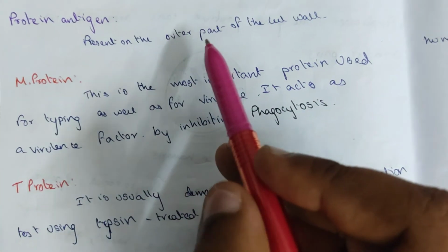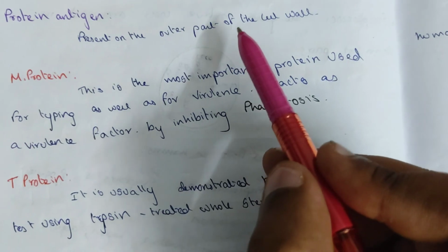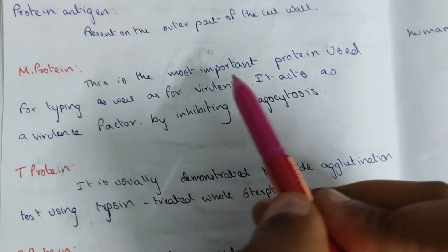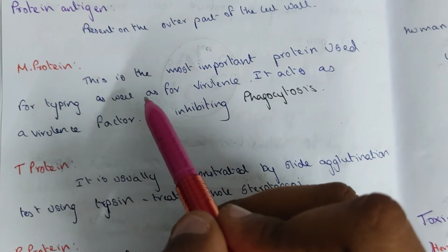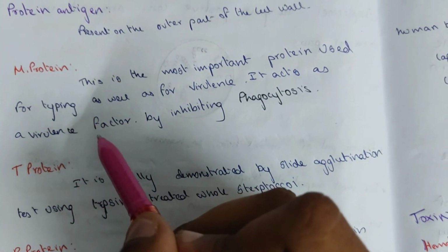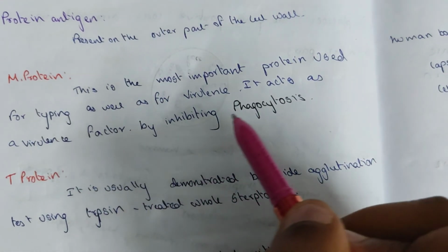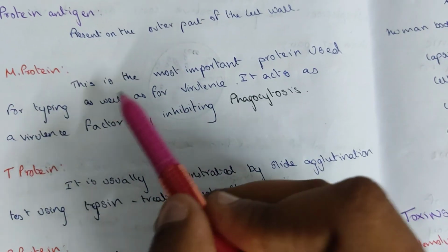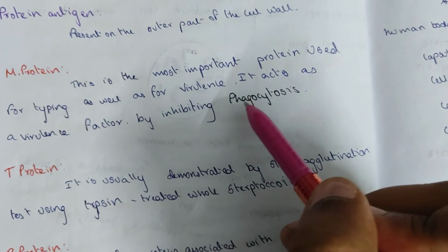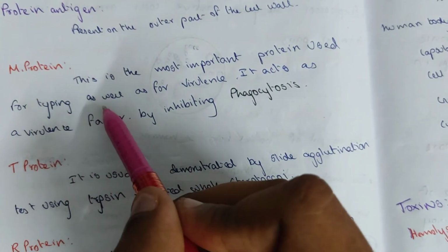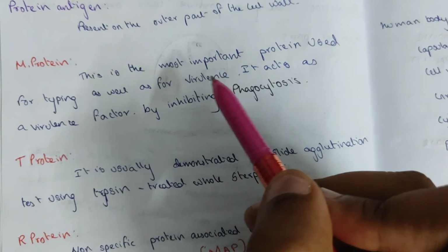Protein antigens are present on the outer part of the cell wall. M protein is the most important protein used for typing as well as virulence, and it acts as a virulence factor by inhibiting phagocytosis.